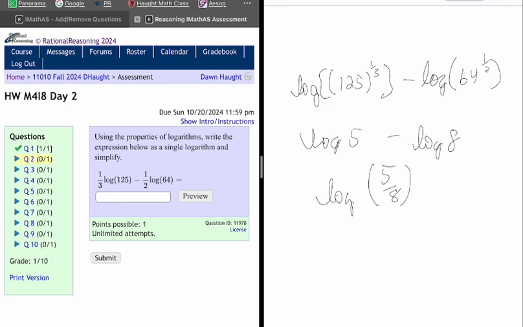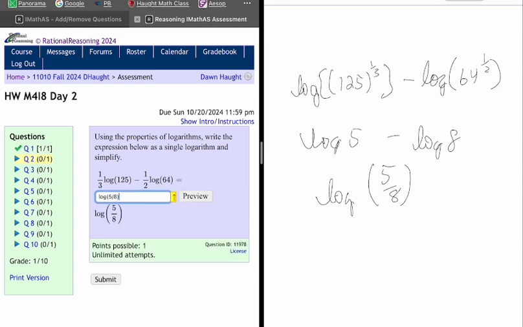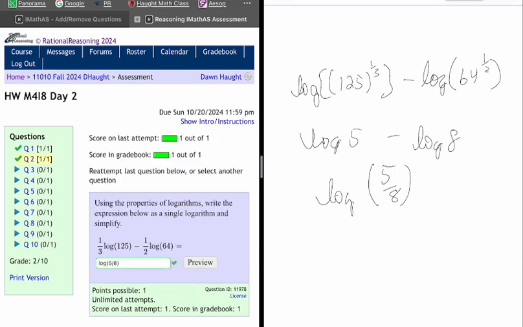Now, if that fraction 5/8 is simplifiable, please simplify it. My fraction 5/8 is not simplifiable. You can't reduce it, so leave it. Okay, so that is my answer for question number 2.